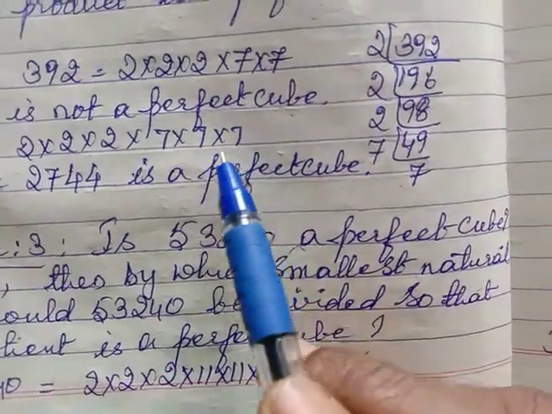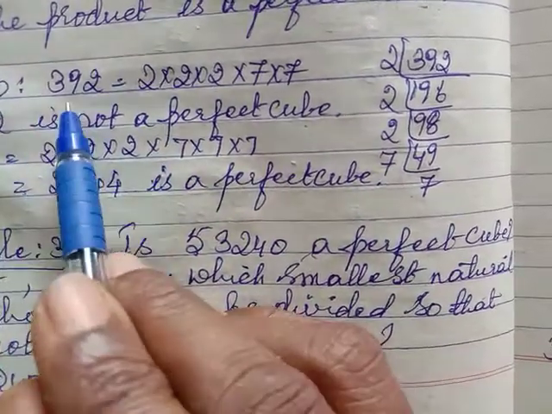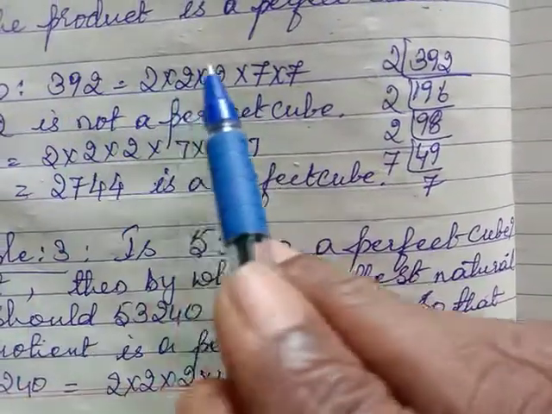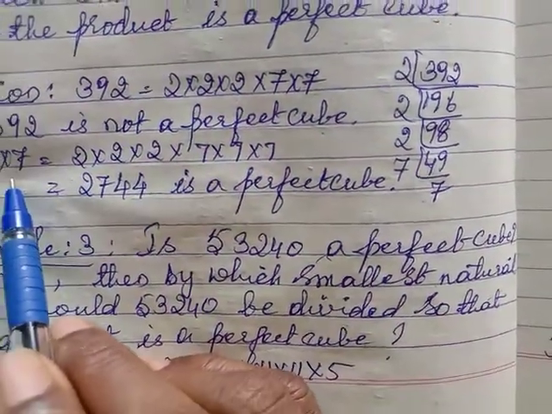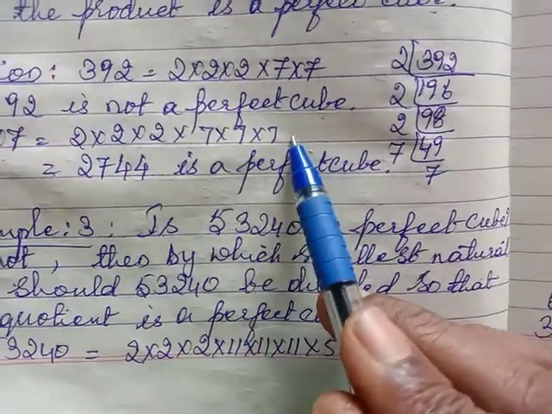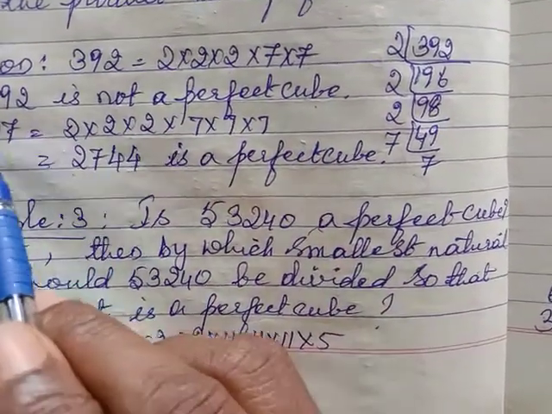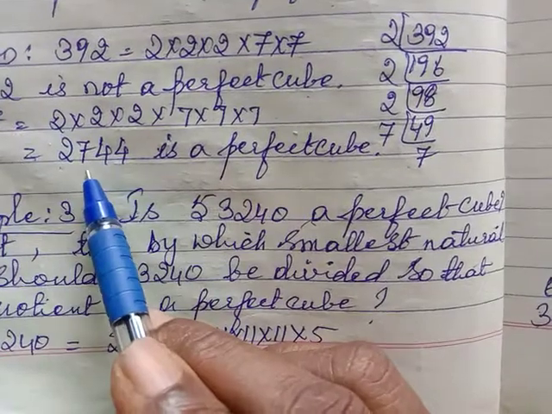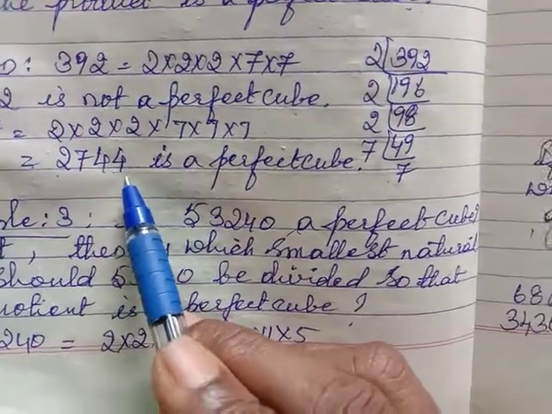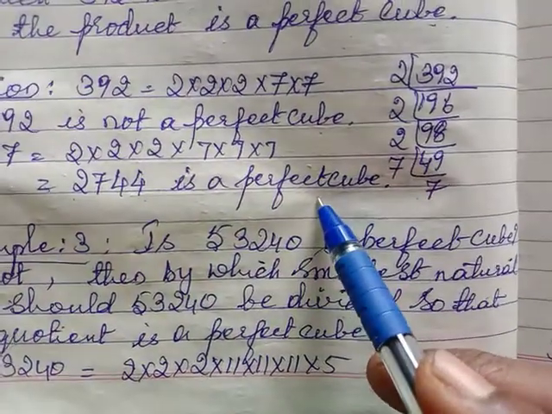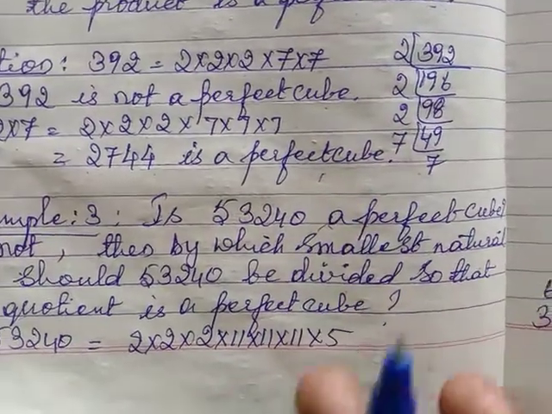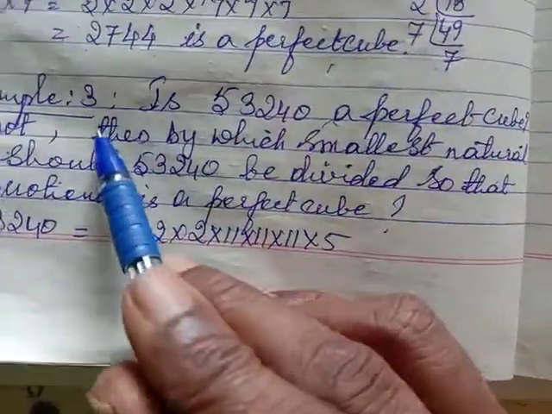Okay. So how much is missing? 7 is missing. So on both sides you have to multiply by 7. Here also 7, so multiply. After multiplying, you will get 2744, which is a perfect cube. Okay, children? Now let us move to example 3.